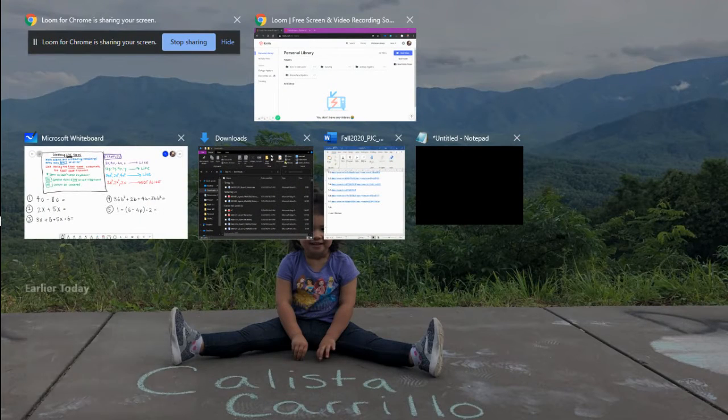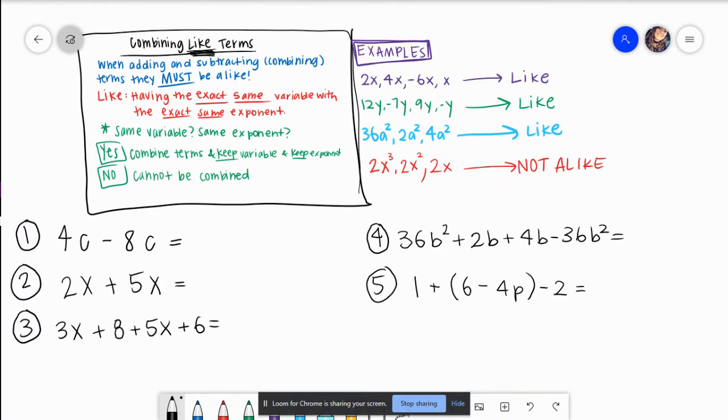Hey y'all, we are going to combine some like terms. Top left, where it says combining like terms, like being underlined multiple times. When adding or subtracting, that's what I'm calling combining terms, they must be alike. Must be alike. What do I mean by like? This is having the exact same variable with the exact same exponent.